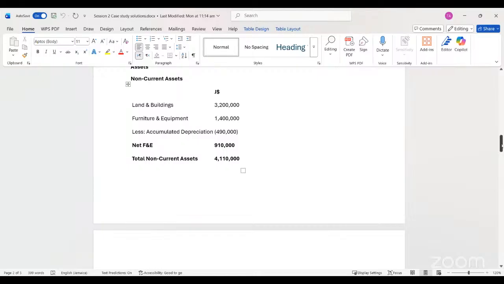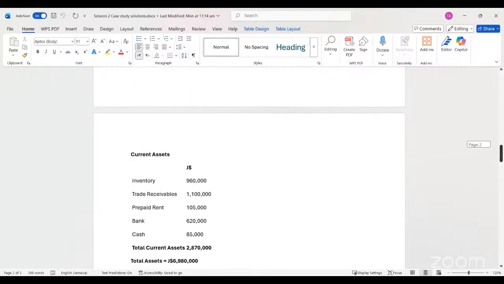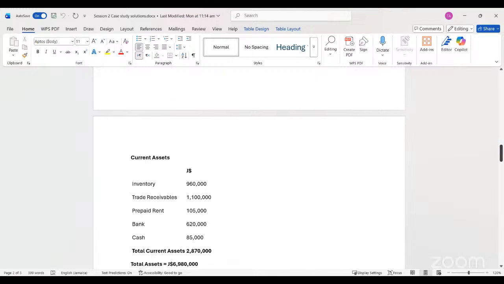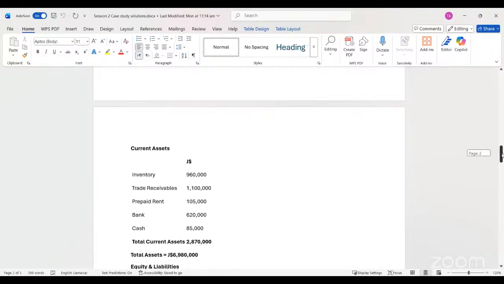That's the non-current assets. For the current assets, now you have your closing stock. That's what's supposed to be there, the 960. Your trade receivables 1.1, your prepaid rent 105,000, your bank balance 620 and your cash 85. Total of 2.87. Correct.